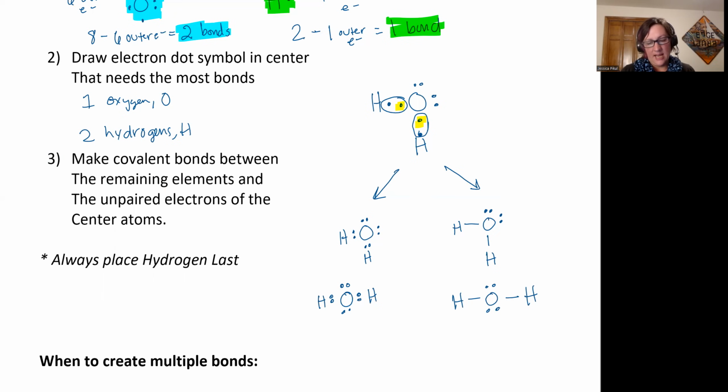Now, to double check these, I like to go around and make sure that every atom is obeying its octet or duet rule. And so for the oxygen, I can see that it has 8 electrons around it. It has two bonds, so that equals 4 electrons. And it has 2 lone pairs. Each lone pair has 2 electrons in it, so that's also 4 electrons. So it has 8 electrons. Yay.